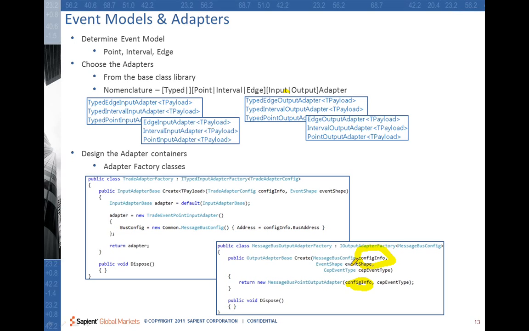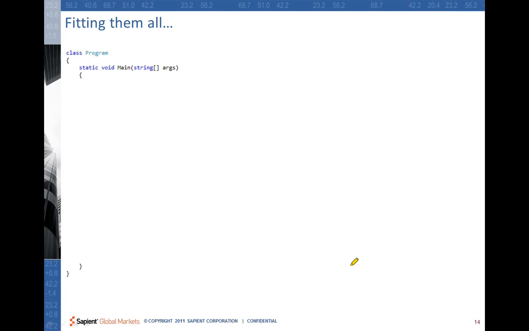Now that we have seen input adapters, output adapters, event models, and factories, let's put them all together. First, this is a simple console app. The first line says CEP server equals Server.Create of StreamInsight v2. This name, which we have given, is the one that has been registered on the machine when we install StreamInsight, and StreamInsight will be creating an instance of this particular name. So we'll be looking for this name to see if it's available, and it'll throw an exception otherwise.